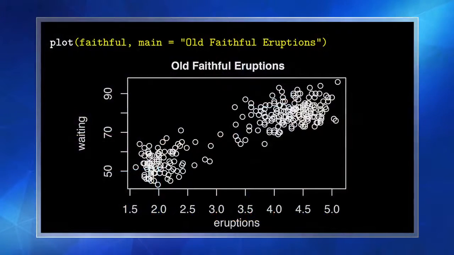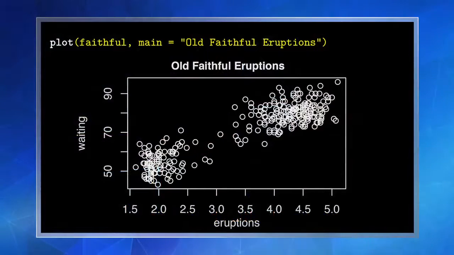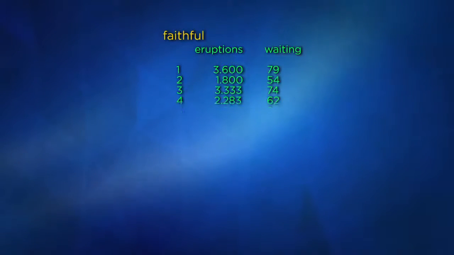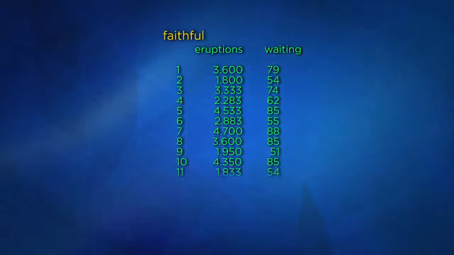If you wanted to actually view the data set, we could just type faithful and it'll output what's in that file. Notice here, faithful has two columns. The first column is eruptions and the second is waiting. Both of those are in minutes.